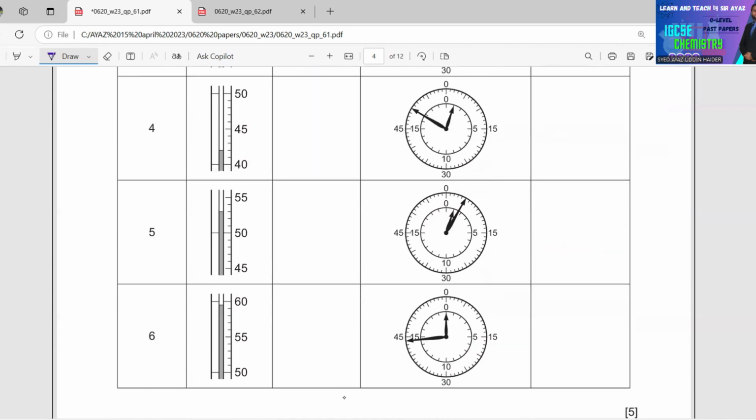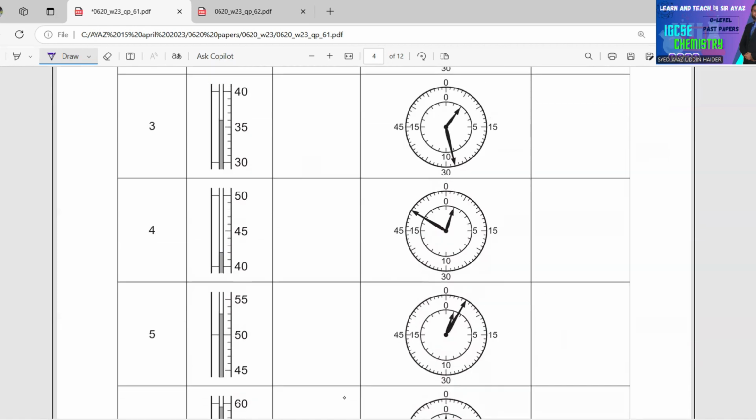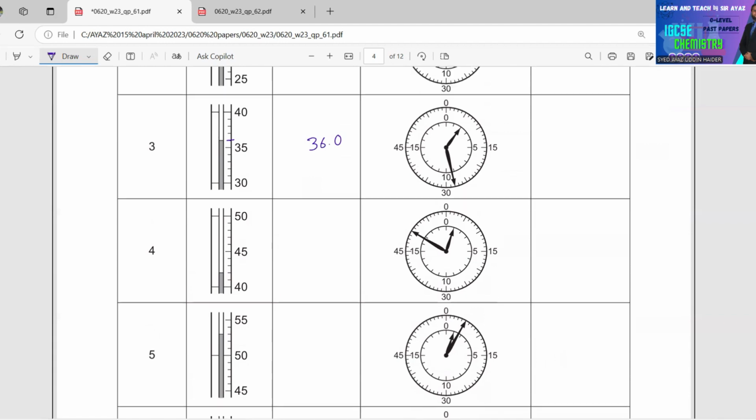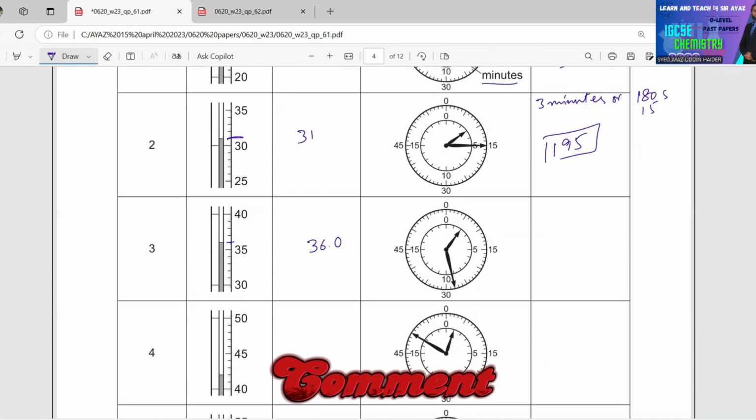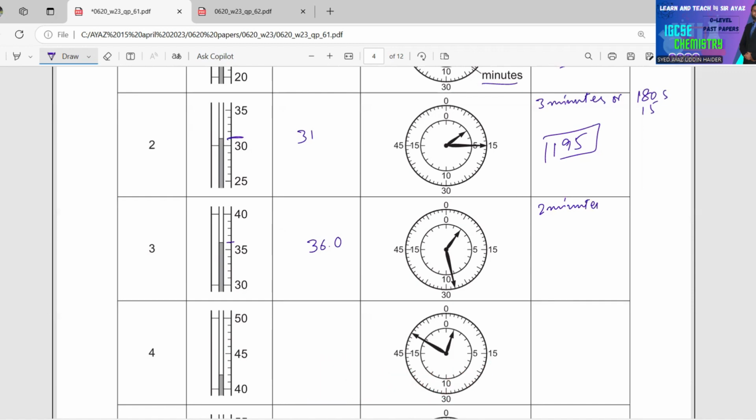Number 3. You look at the reading, 35, 36. So it must be 36.0. What about the time? For minutes, we have 2 minutes. 2 minutes means 2 multiplied by 60, 120 seconds.